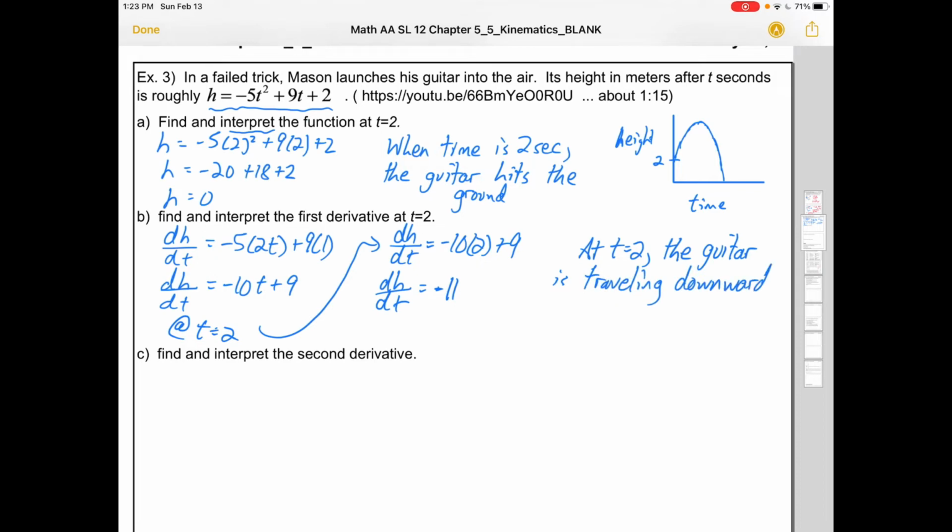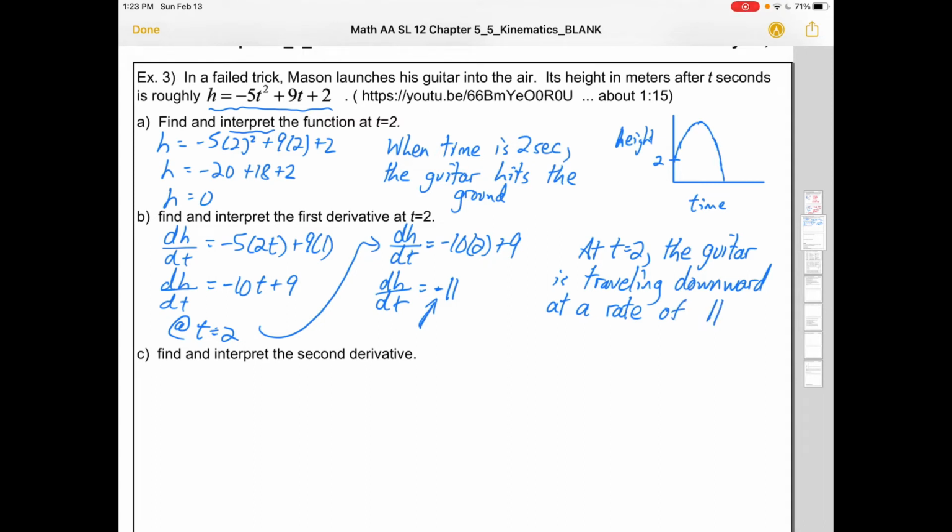And this is the last instant in which it's traveling downward. Traveling downward because the derivative is negative, at a rate of... So anytime we find a derivative, we're finding a rate of change. A slope is a rate of change. At a rate of 11 something.